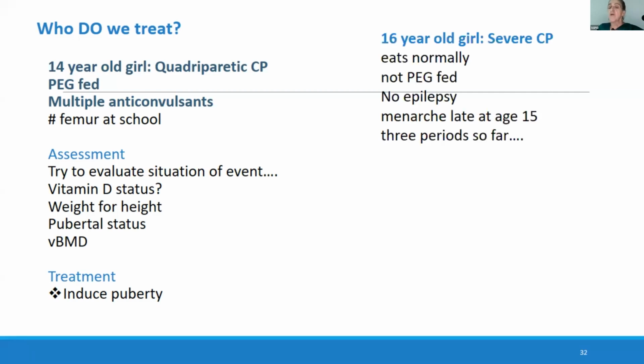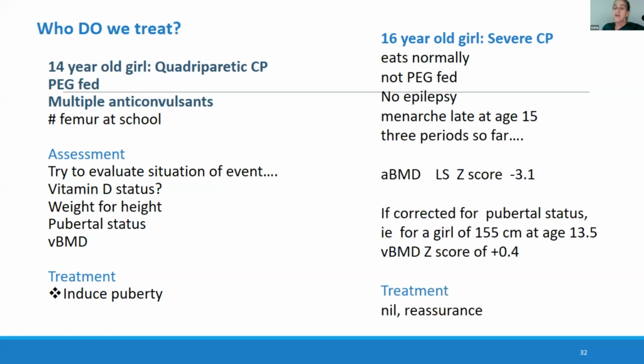Compare that with a 16-year-old girl, again with severe cerebral palsy, who's eating normally, not peg-fed, doesn't have epilepsy. She's had menarche, although it was late, and she's had 3 periods to date. Her bone density, lumbar spine Z-score, is minus 3.1, but if you correct for the fact that her menarche was only 3 months ago, in a short girl who was in the bottom 10% of our population for height, her Z-score is actually plus 0.4. You don't need to do anything.